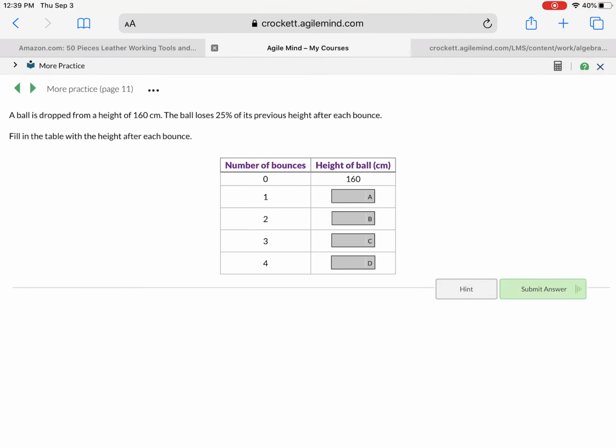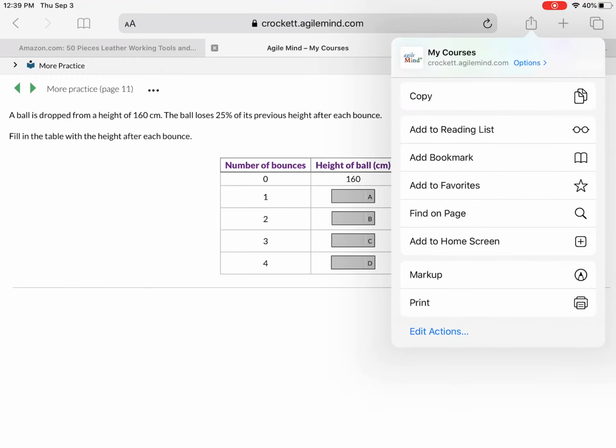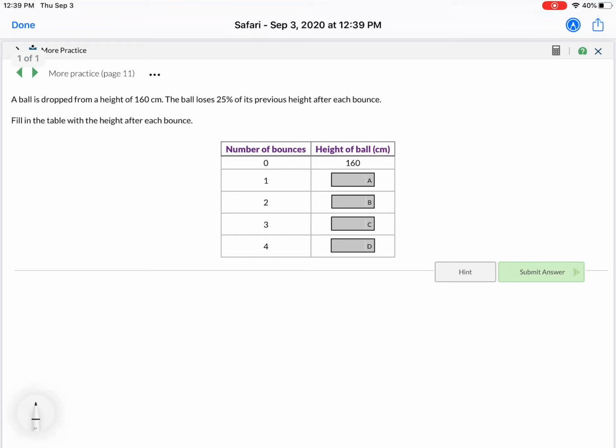All right, next we are hopping to number 11. And this is what you learned way back when in probably like the 7th grade. Okay, so a ball is dropped from the height of 160. The ball loses 25% of its previous height after each bounce.